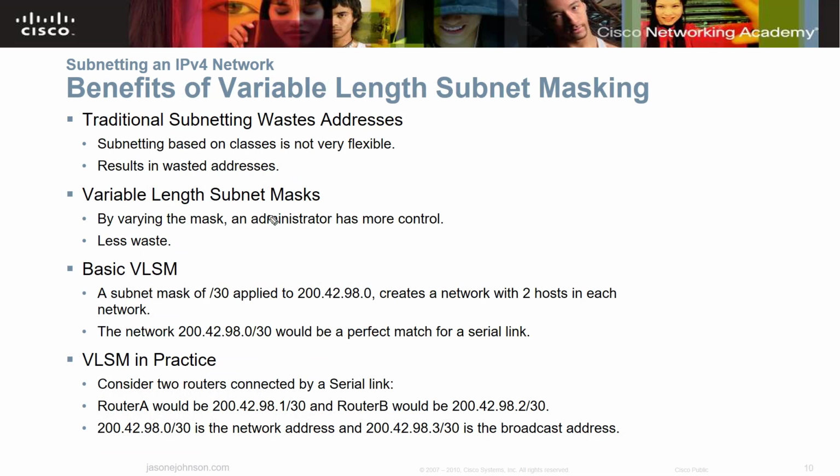Now, the traditional way of subnetting wastes addresses, because everything gets split up evenly. So subnets were based on classes. It's not very flexible, and results in a lot of wasted addresses. So we went to VLSM, and that's variable length subnet mask, and you're going to hear the term VLSM. You want to memorize what that is. So we vary the number of subnets and the number of hosts in each subnet.